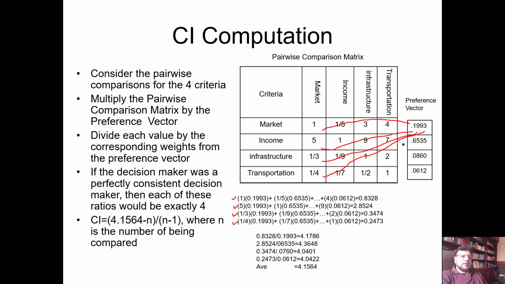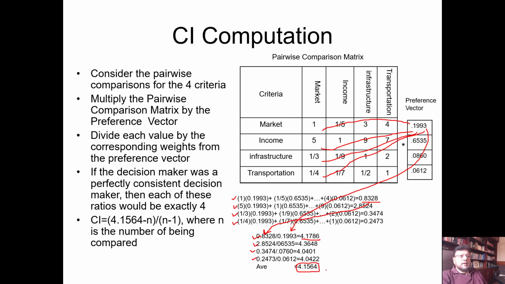Once you add up these numbers, the next thing you do is take the number that you got here and divide it by the preference score from the vector. That gives you another number. For here, that would be 0.83 divided by 0.19, and that's 4.17. You repeat the same thing for all four, and once you've repeated them, finally average the total. So you get an average score. The average score that I have now is 4.15.